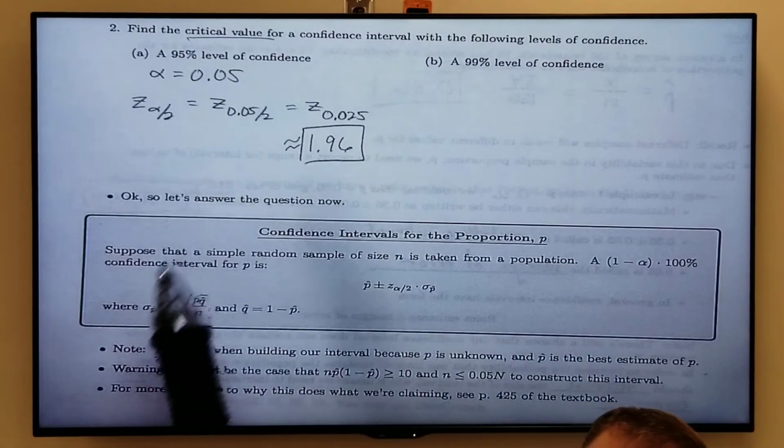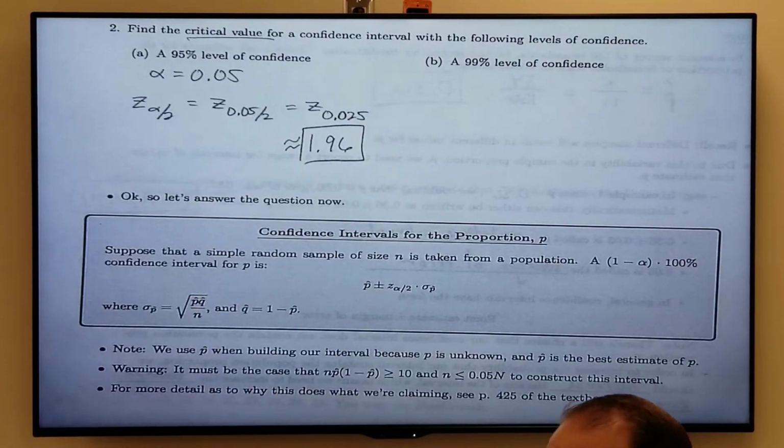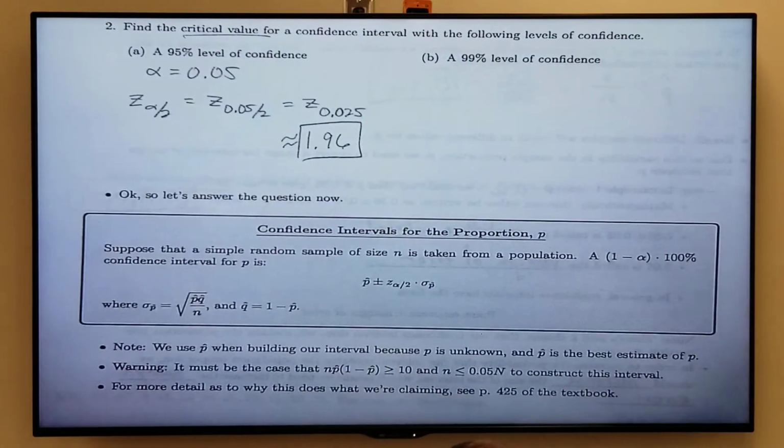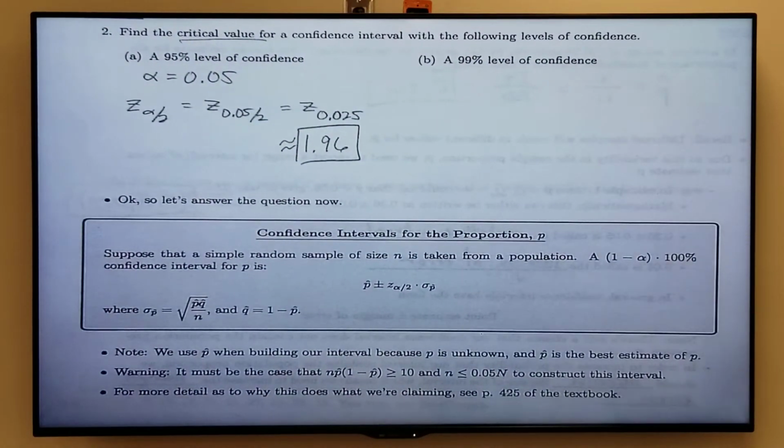Some of these values come up over and over and over again, and so you'll get to the point where you have them memorized, right? 95 is one of those. 99 is another one, but you don't have to memorize them. You can use StatCrunch to get them.